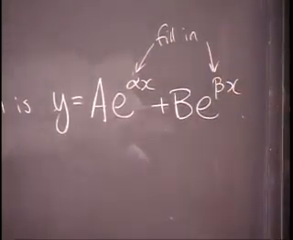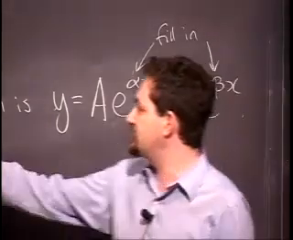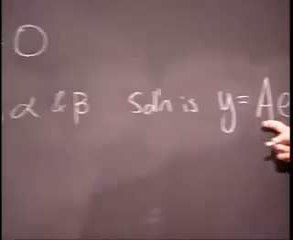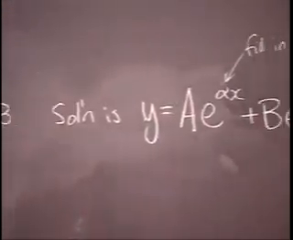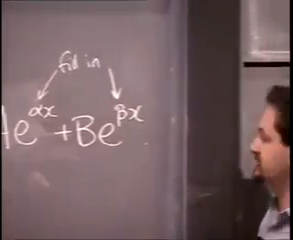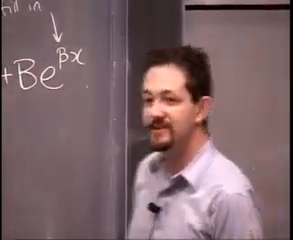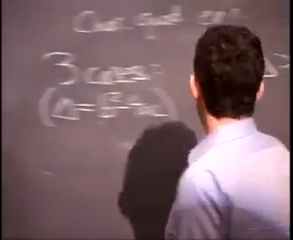In the previous example, I followed this method exactly. I found the roots were 5 and minus 4, and I knew that the solution a e to the 5x plus b e to the minus 4x would work. So this works in general, provided that you have 2 real roots. Now sometimes you only have 1 real root.